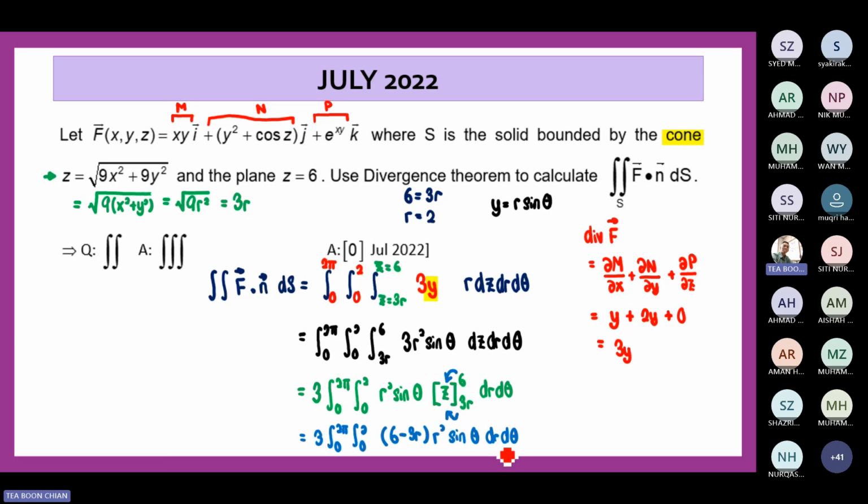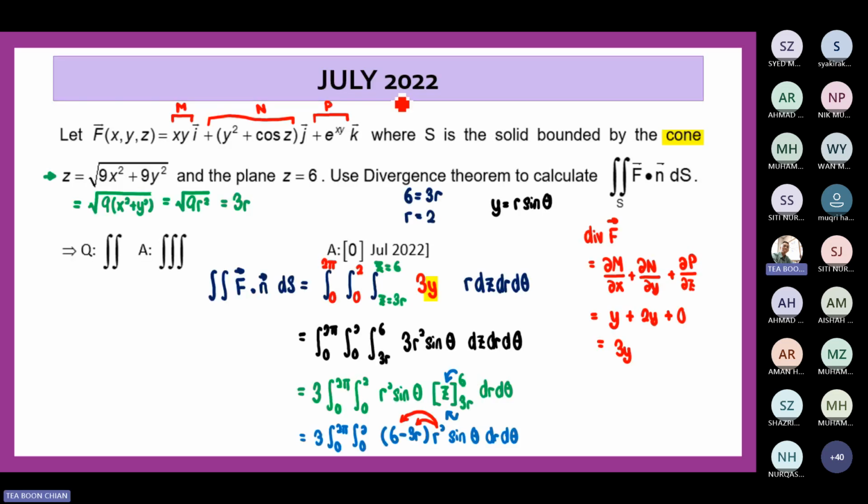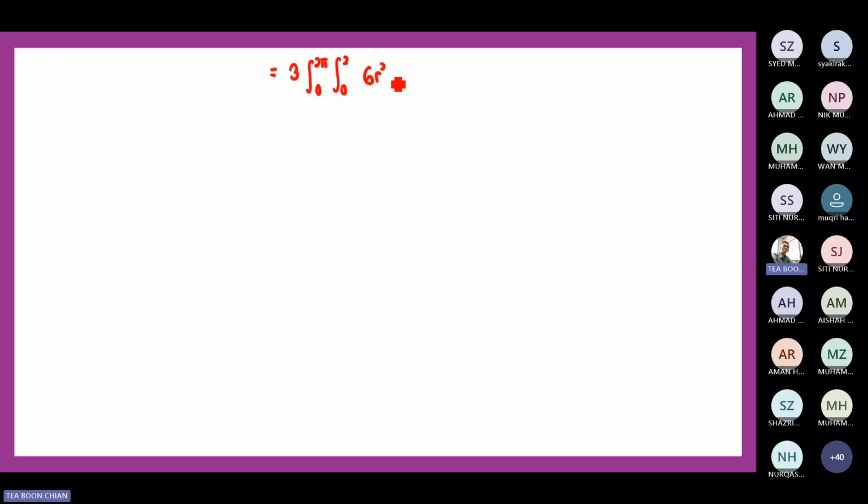So the next thing is, because our next integration is with respect to r, therefore I would consider expanding this r inside. Alright, so continue in the next slide. Okay, I rewrite again all the expansion. This gives me 3, integrate from 0 to 2 pi, integrate from 0 to 2, and then I have 6r squared minus 3r power 3 dr d theta.